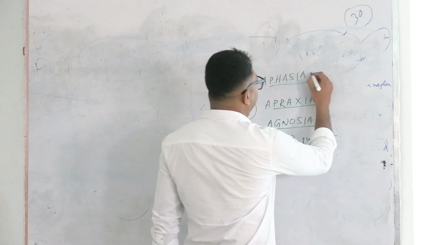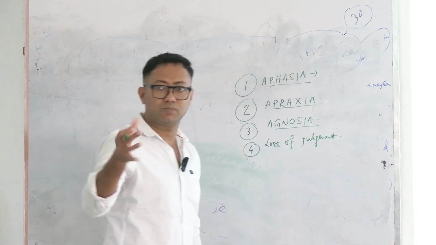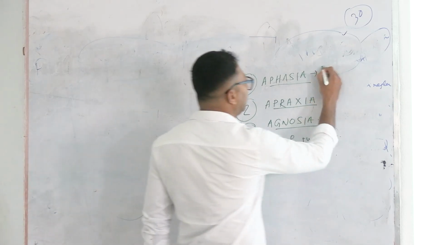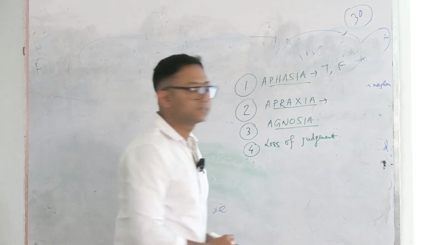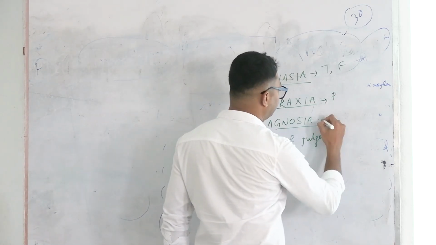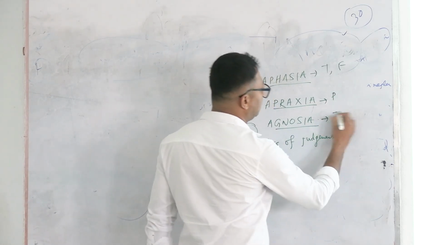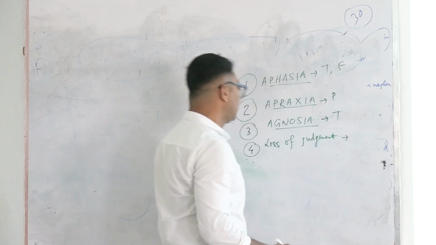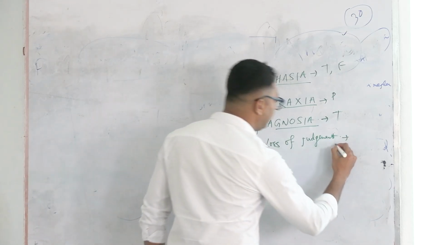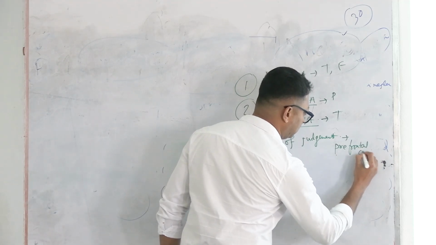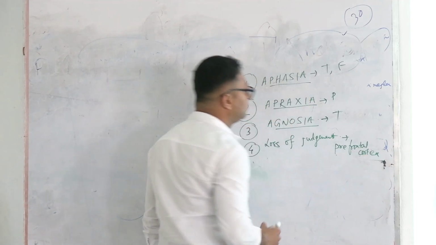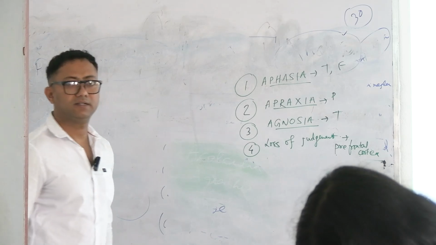Aphasia is controlled by your temporal lobe and frontal lobe. Apraxia is parietal lobe. Agnosia, temporal lobe. Judgment, prefrontal cortex. Clear?